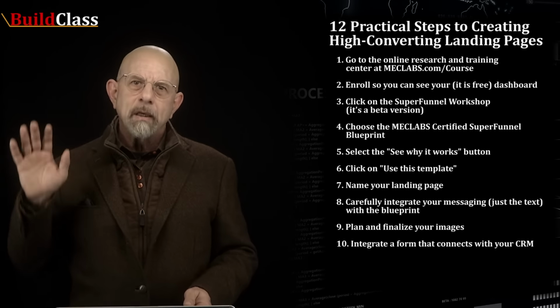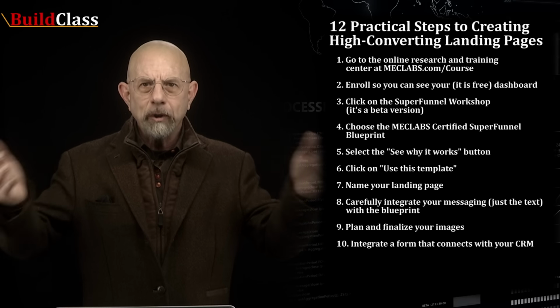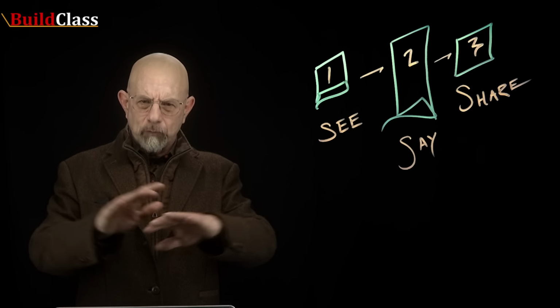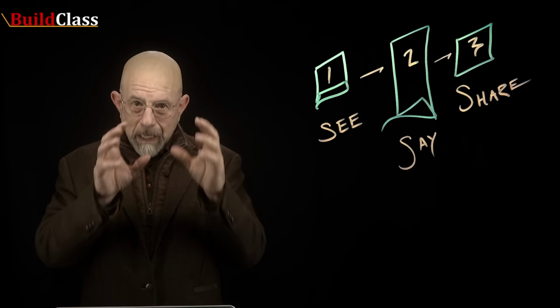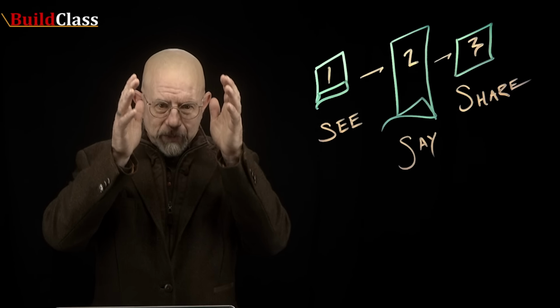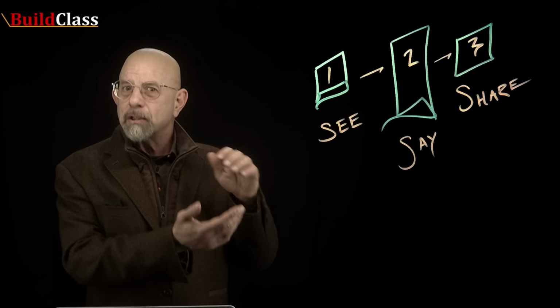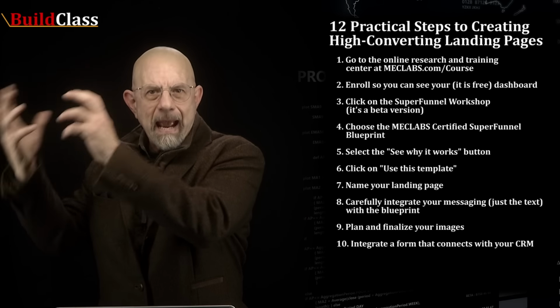10. Integrate a form that connects with your CRM. Now we're pulling it all together. I taught in the past that there are 3 elements to your funnel: the see, the say, and the share. You'll take those same 3 elements and build them out like this. Now the say is the landing page. The share is what happens in the exchange. That's where the form comes in. In the next class, we're going to show you how to get the ad right.